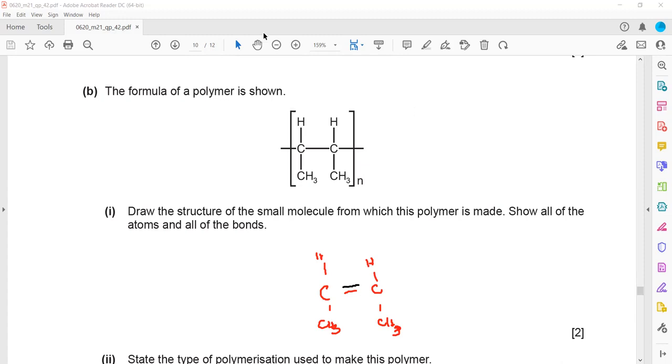So whenever they ask to draw a monomer from the polymer, what you will do? You will draw the same structure, like take the first two carbon atoms and draw the same structure as it is. And then the only thing you will do is put a double bond between the two carbon atoms. So this one is a polymer. This one is a monomer.